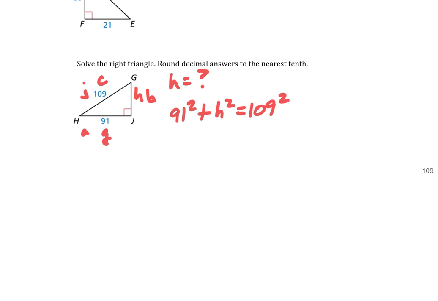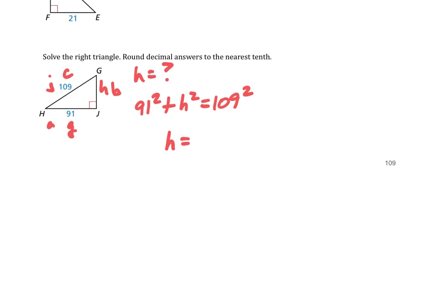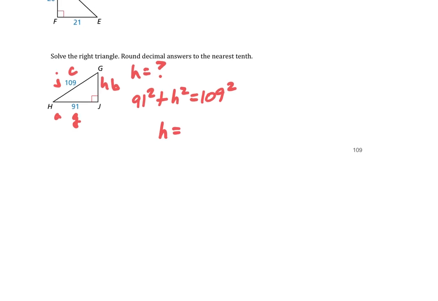All right, so the best way to do this, and you can write the whole equation out if you want to, but just thinking through the process of solving this, I would take 109 squared. If you wanted to put this all into your calculator all at once, I could do 109 squared minus 91 squared, because I'm going to subtract that from over here, and then I would take the square root of it. If you want to do it in separate steps, you can, but you can also do it all together here. So let's try putting that into our calculator. Let's see what we get for H.